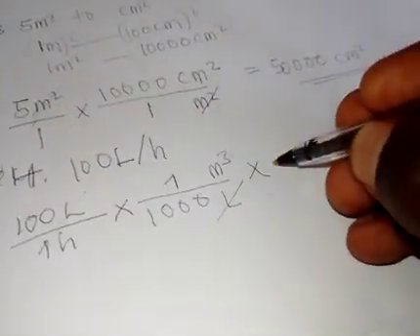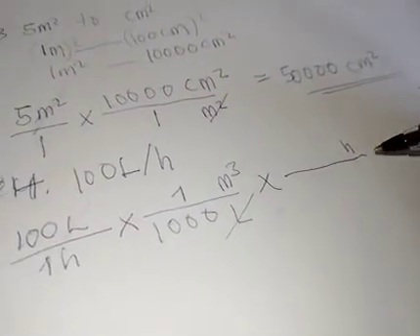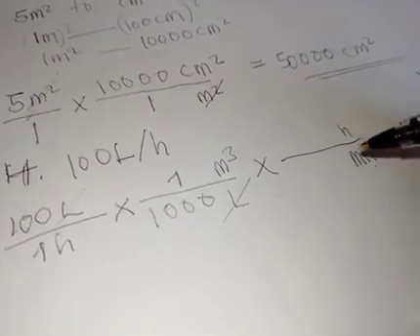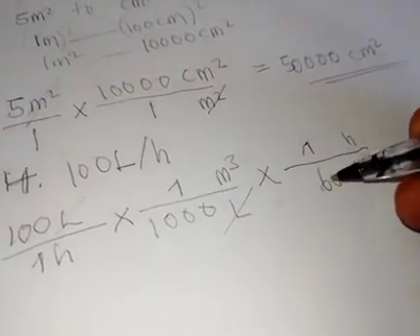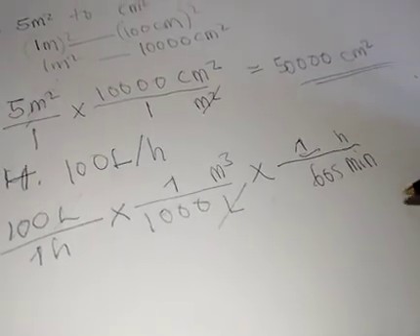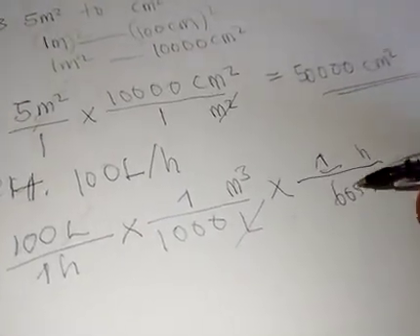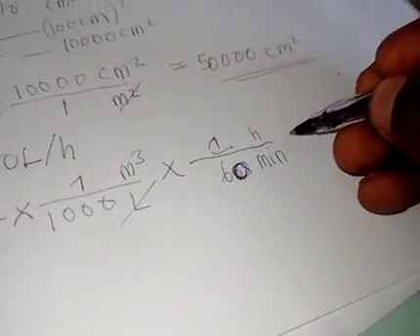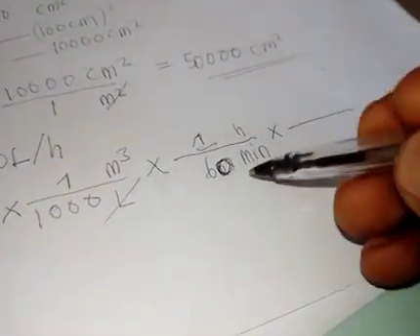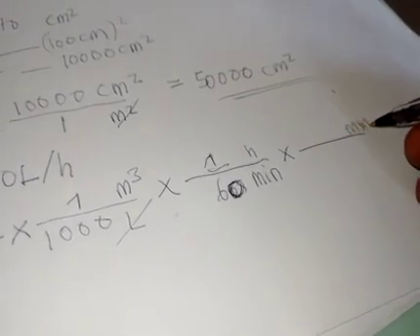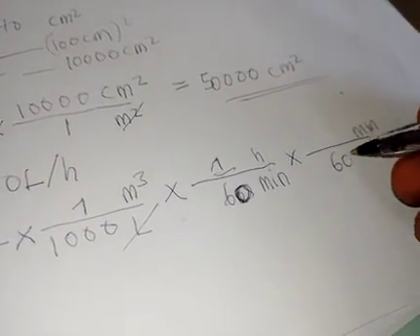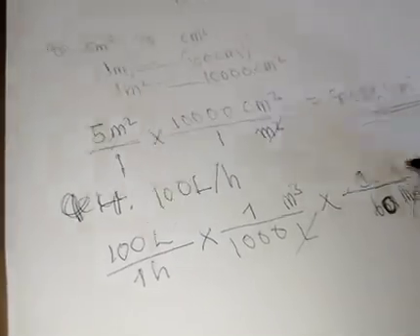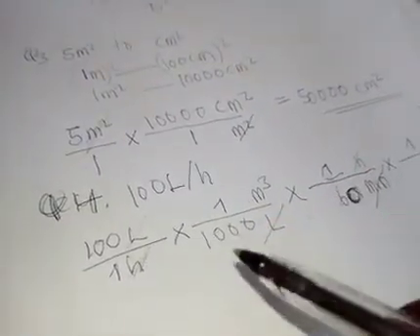Then you should also convert hours into seconds. To get rid of hours, we should have hour on the bottom, then minutes first. So convert to minutes, then to seconds. We know that 1 hour gives us 60 minutes. Then multiply by, we should also get rid of these minutes, so minutes on top, then seconds down. 60 seconds give us 1 minute. So the minute disappears, and the hour disappears.